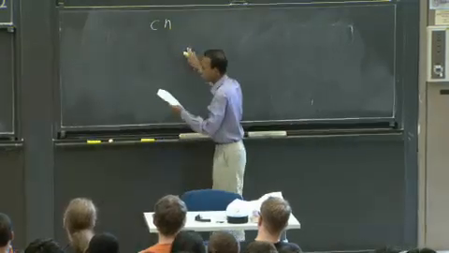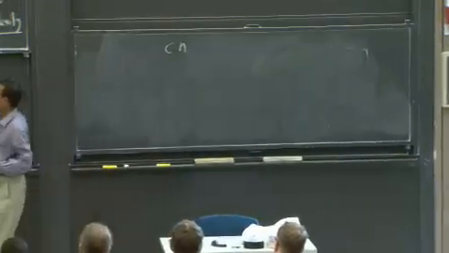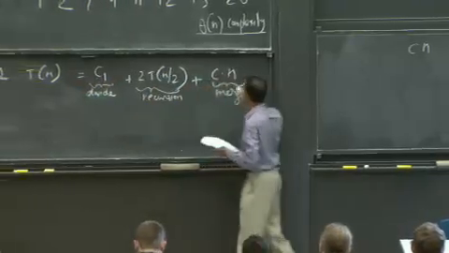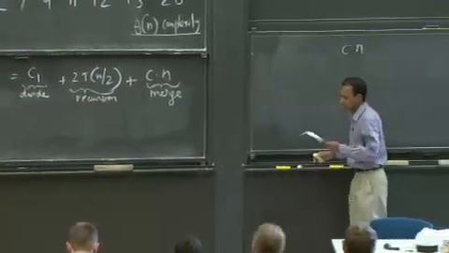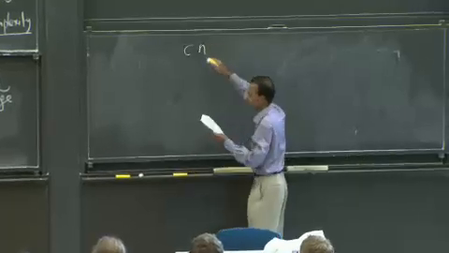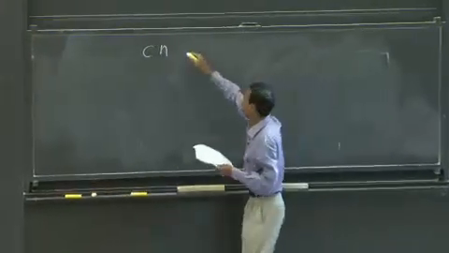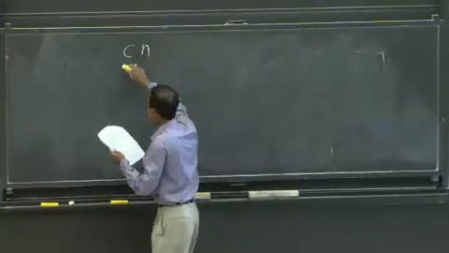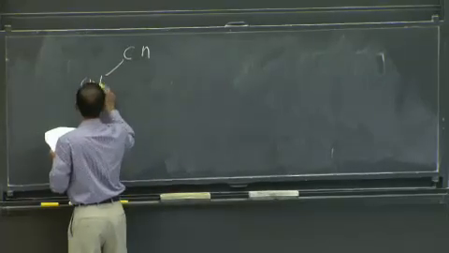So I have C of n on top. I'm going to ignore this constant factor because C of n dominates. So I just start with C of n. I want to break things up as I do the recursion.